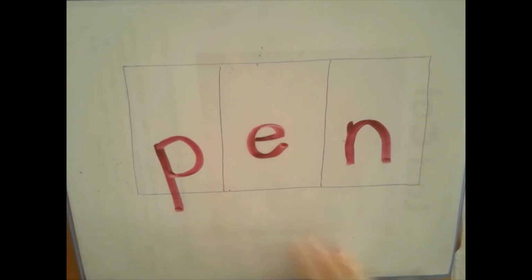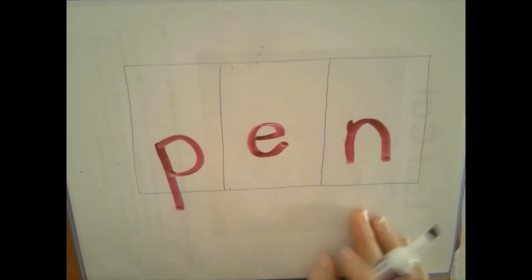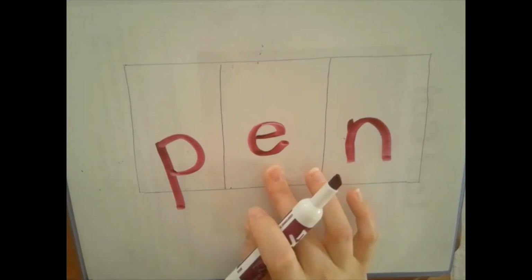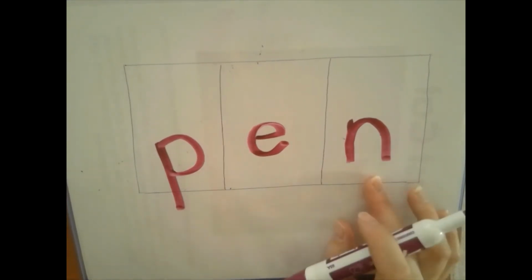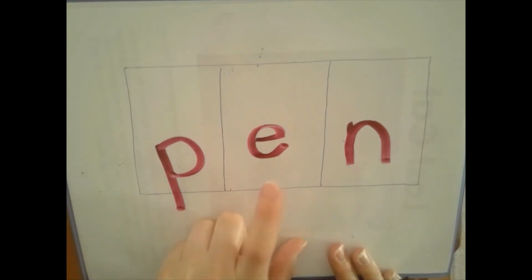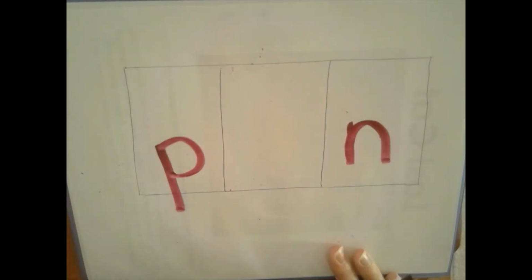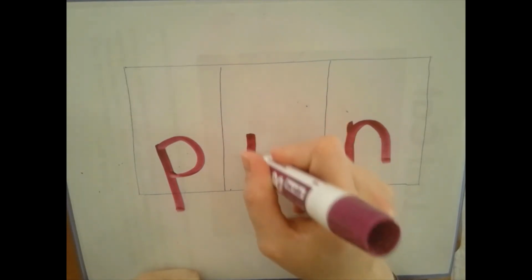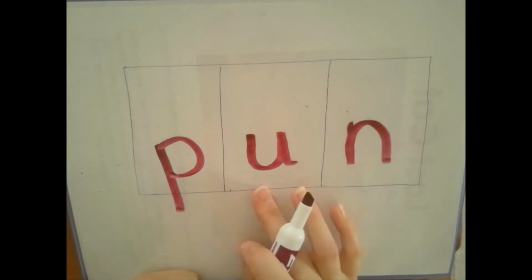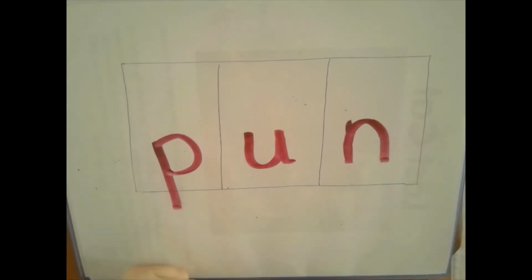Now we're going to change pen into pun. Tap out pun. Pun. So, does that say p? Does that say eh? No. So we're going to erase the middle sound, the letter E. What letter says uh? If you said U, you're correct. U, umbrella, pun. Good. You just changed pen to pun.